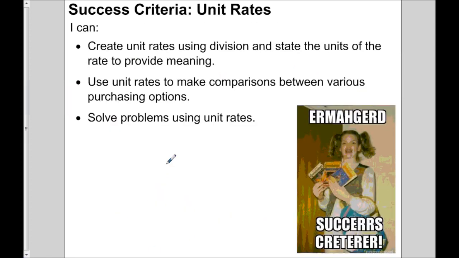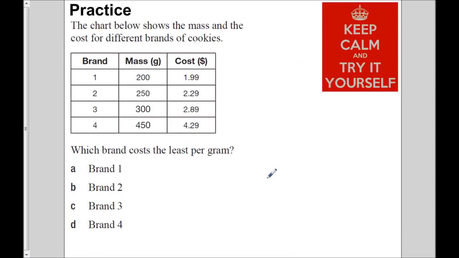So let's take a look at some success criteria. You'll be successful if you can create unit rates using division and state the units of the rate to provide meaning. It's very important that you state units. That way you understand what that number means. We can use unit rates to make comparisons between various purchasing options, and also you can solve problems using unit rates.